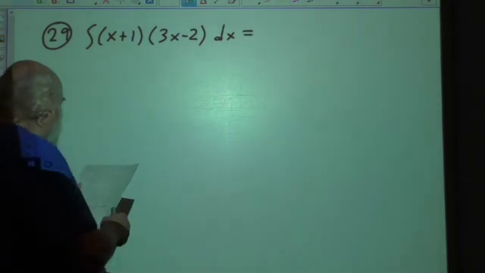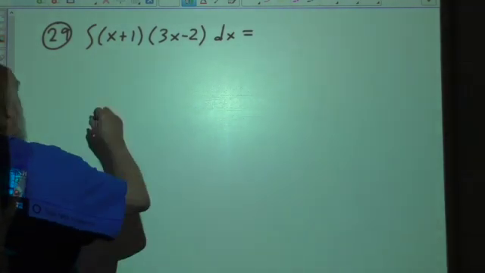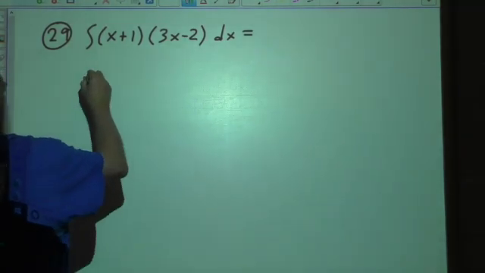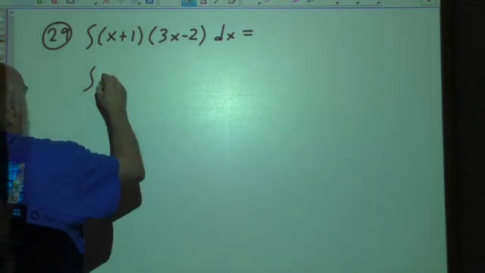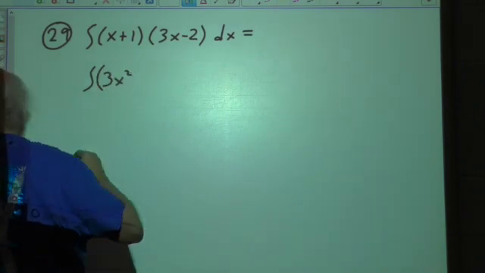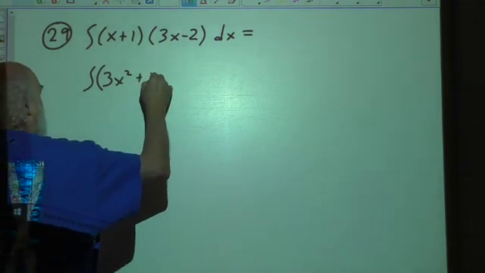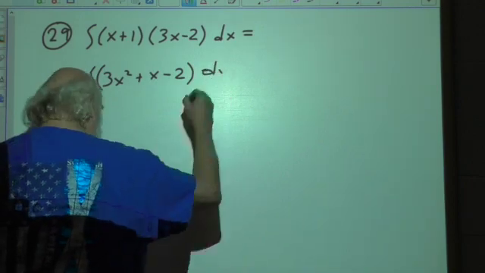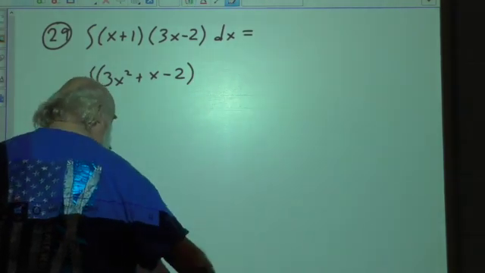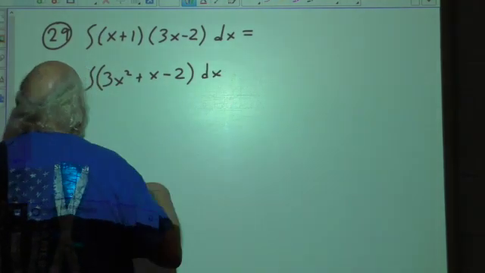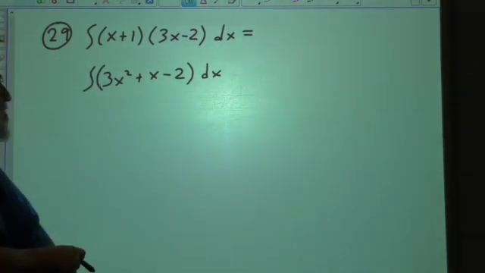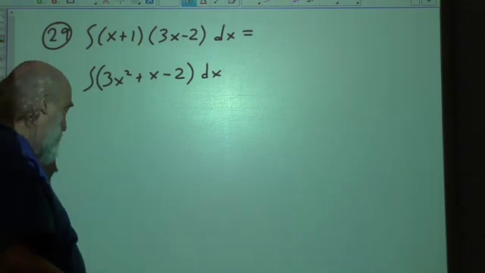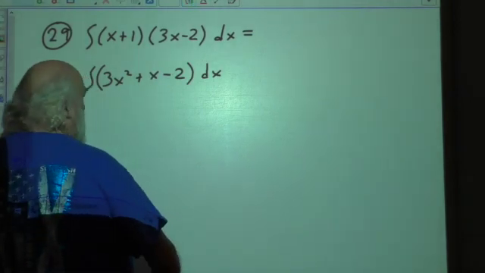Number 29. Okay, so what we're going to have to do here is go ahead and multiply this thing out. If you FOIL this thing out, you get 3x squared plus x minus 2 dx. So we're going to break it down into its parts. And we don't necessarily have to show the derivative for each one. We know that's what we do. I just did that for introduction purposes. Once you do it enough times, you're not going to want to do it.